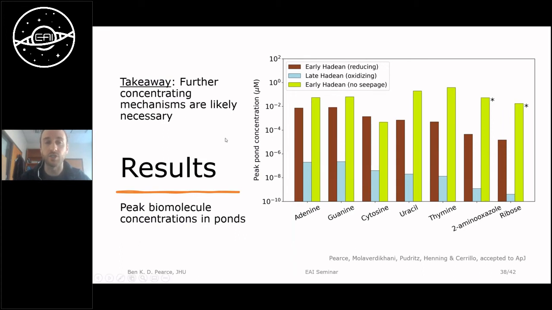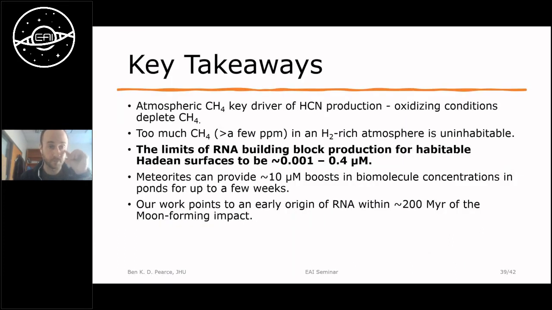Okay, so this is essentially the limits to biomolecule production in ponds from atmospheric chemistry. So I'll just go over a few takeaways here. We find that it's really atmospheric methane which is the driver of hydrogen cyanide production. But we find that if you have too much methane in a hydrogen-rich atmosphere, you become uninhabitable. So you can't just increase methane production on early Earth and have more hydrogen cyanide production in the atmosphere for biomolecule production in ponds. There's a limit because you need to maintain habitability.